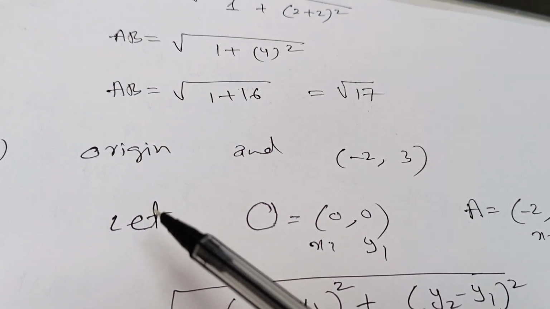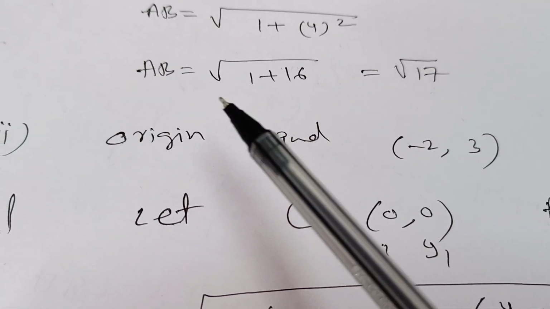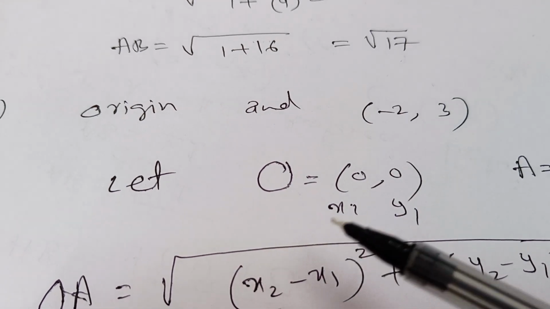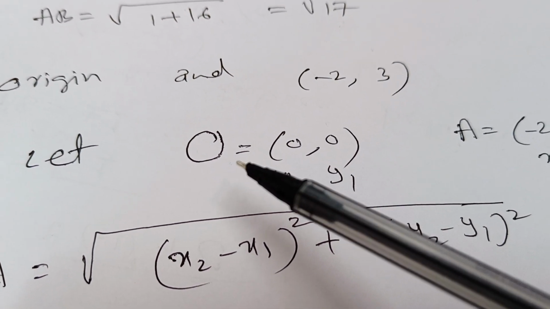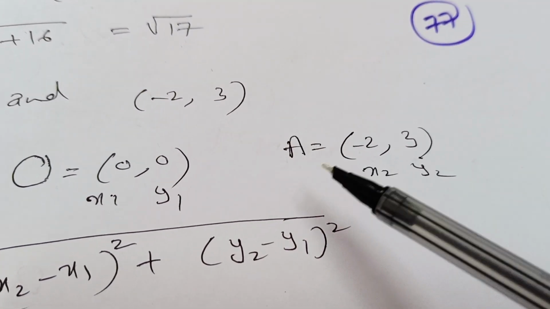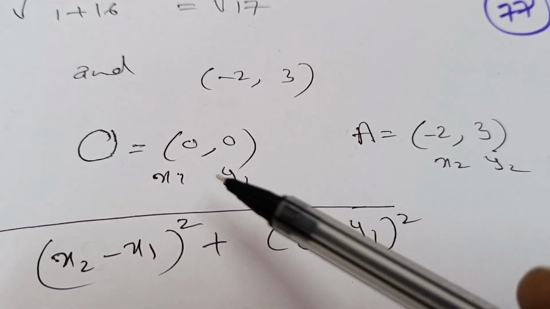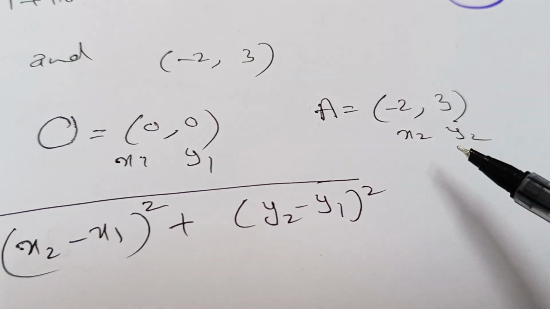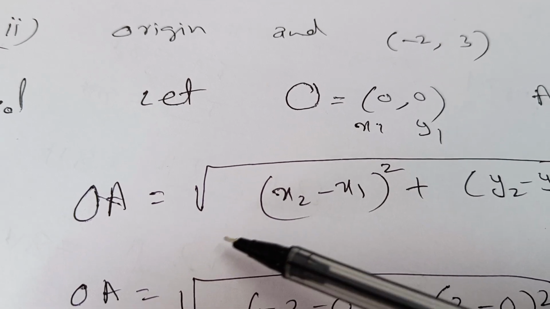In the next bit we have origin and -2, 3, which means the first point is origin. Origin means we have to take this as 0, 0. Origin is denoted by O. O is equal to 0, 0 and the second point we are taking A is equal to -2, 3. This is our x1, y1 and this is x2, y2. So we will find the distance between OA.